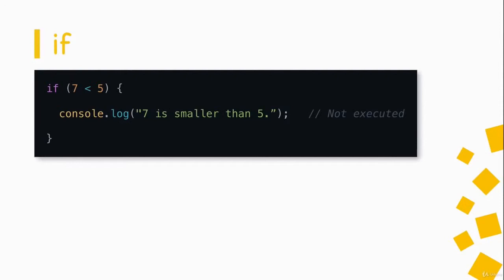Why? Because the condition inside the if block did not return true. It returned false. Because as we know from the previous video, 7 is less than 5 will return false. And that's what it did. The condition inside the parentheses returned false. And that's why the code inside the curly braces was not executed.